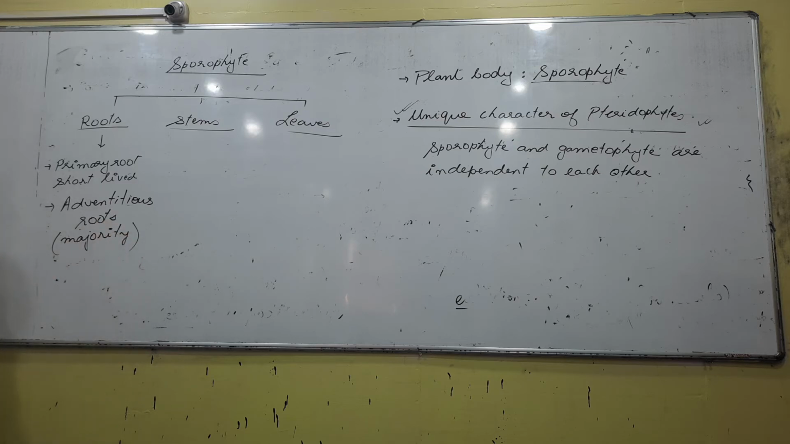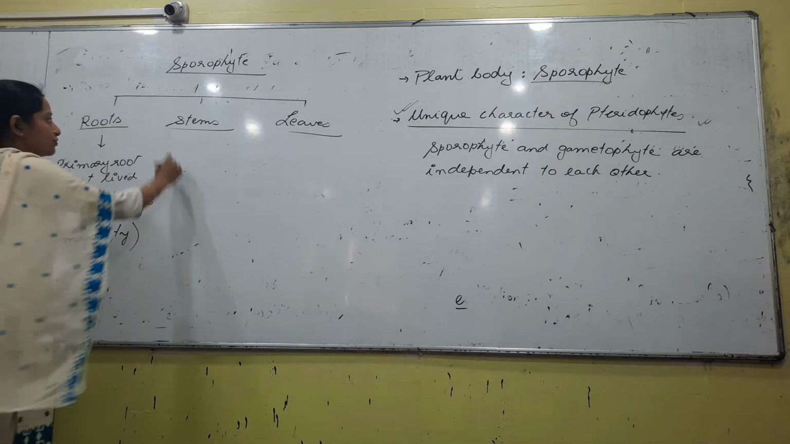You have to know the word majority, because we have talked about a fern that is called a tree fern that is 4 to 5 feet in height. So in such an adult plant there could be a taproot, but in majority of the cases, in case of pteridophytes, we will see adventitious roots.